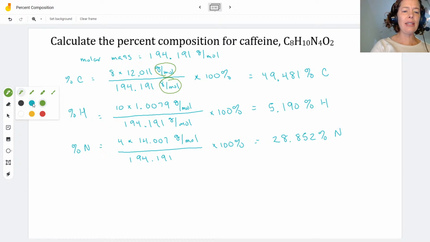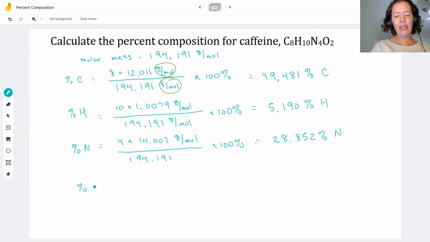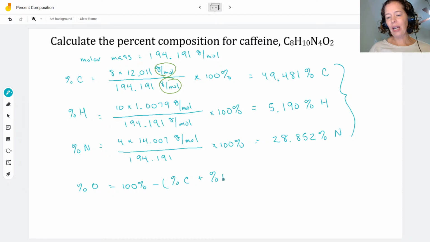Now for our last element, and that is percent oxygen. And I'm going to do this one a little bit differently. So we know that all of our percentages should add up to give us 100%. So when you are on the last one, what you can do is add up your percentages here and subtract them from 100. That will give you your percent of, in this case, oxygen. So percent oxygen is going to be 100% minus the addition of all of the percentages we've done before. So that is percent carbon plus percent hydrogen plus percent nitrogen. Okay, so that is simply going to be 100% minus, I'll put all of these numbers in.